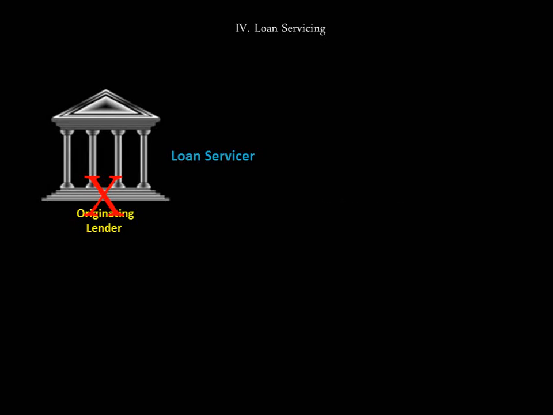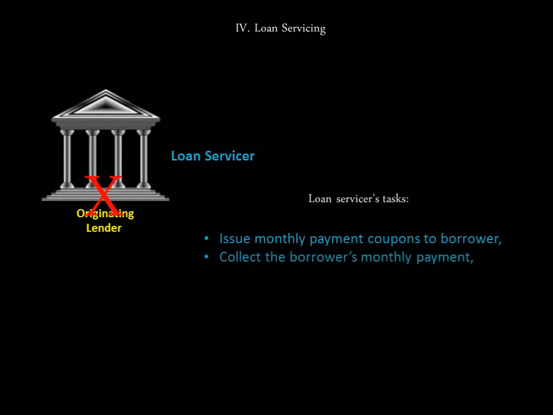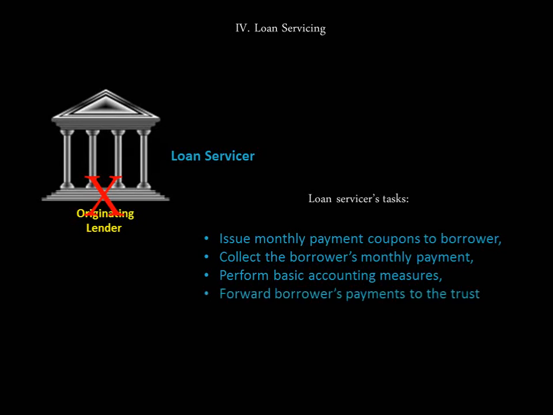Mortgage servicers perform the following tasks, which include but are not limited to the issuance of monthly payment coupons to borrowers, the collection of a borrower's monthly payments, performing basic accounting measures, forwarding the borrower's payments to the hired trust, which then distributes yields to the bond-holding investors who bought the tranche housing that particular loan within the mortgage-backed security. Partaking in any loan modification or short sale mitigation should it be necessary, and initiating foreclosures should the borrower go delinquent.